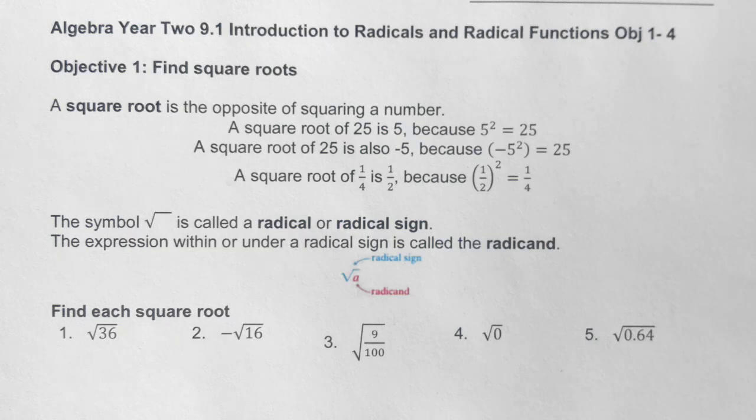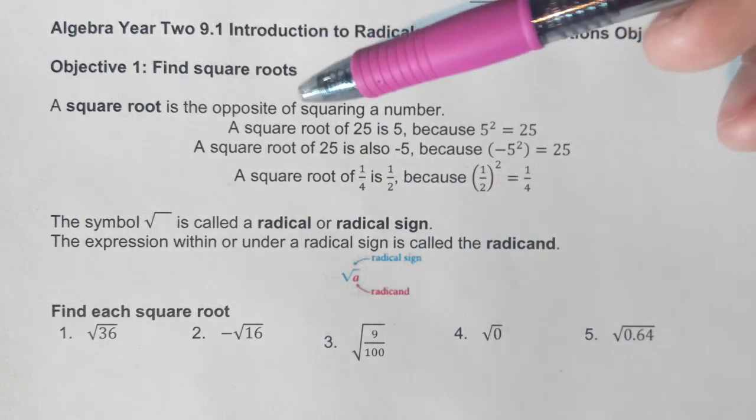We're doing radicals this chapter, so that's like square roots and such. So today we're going to be doing 4 objectives. They're all pretty simple objectives, that's why we're able to do 4. So let's look at them. First one is finding a square root.